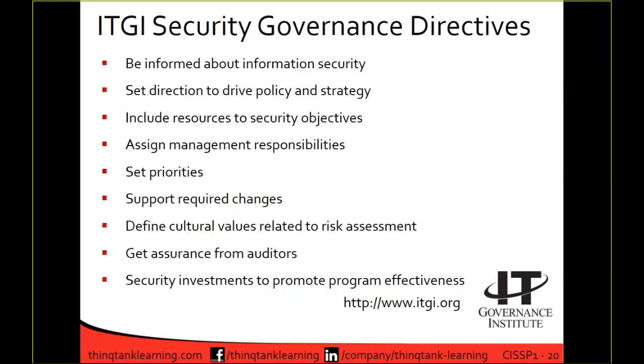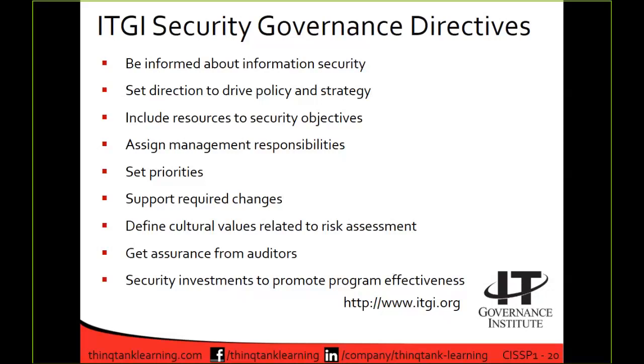Include resources to security objectives. What does that mean? Make sure that you define what your security objectives are, but allocate appropriate resources so that you can meet those objectives. Assign management responsibilities. Set your priorities. One of the outcomes of a risk assessment is to allow you to set your priorities based on the threat vectors and your risk posture. Sometimes you might want to dedicate more resources, personnel, or controls to a specific risk because it's more likely to affect your business than another risk.